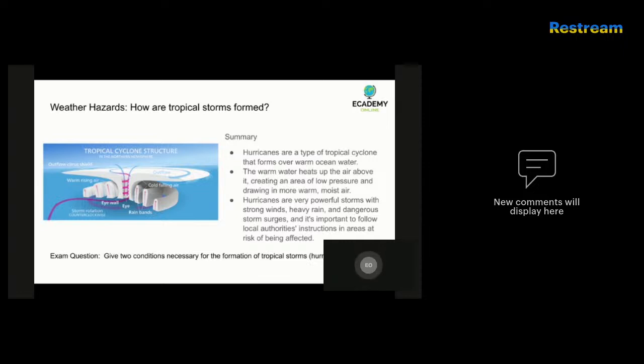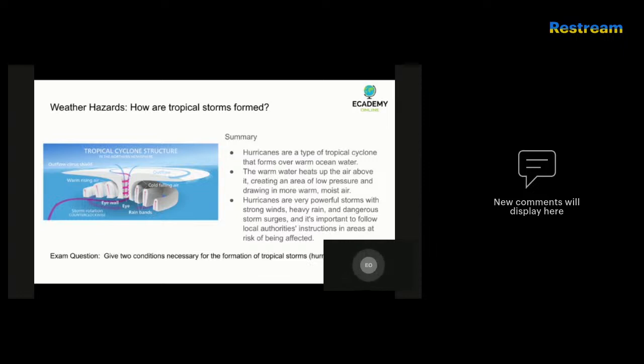So here's an exam question. Give two conditions necessary for the formation of tropical storms or hurricanes. For this sort of question, you need to talk about the fact that hurricanes form between 5 to 15 degrees north and south of the equator. That will get you 1 mark.